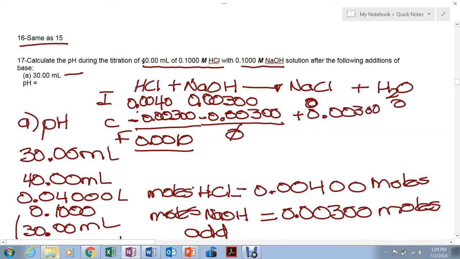You do the same as the ICE table, but it's called ICF, and it's 0.00300. Why? Because once all the NaOH is gone, it doesn't react anymore. So what you're going to form is the same amount, a 1-to-1 number of moles of NaCl as the NaOH.